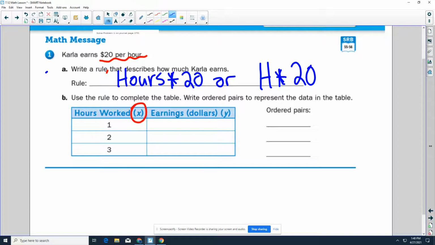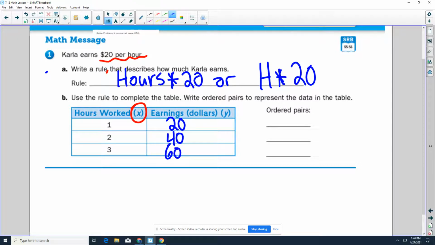Okay, hopefully you've had a chance to do the earnings and write the order pair. So let's go through here together. The rule is multiply by 20, so I know 1 times 20 is 20. So that's $20. If she works 2 hours, she makes $40. If she works 3 hours, she makes $60.